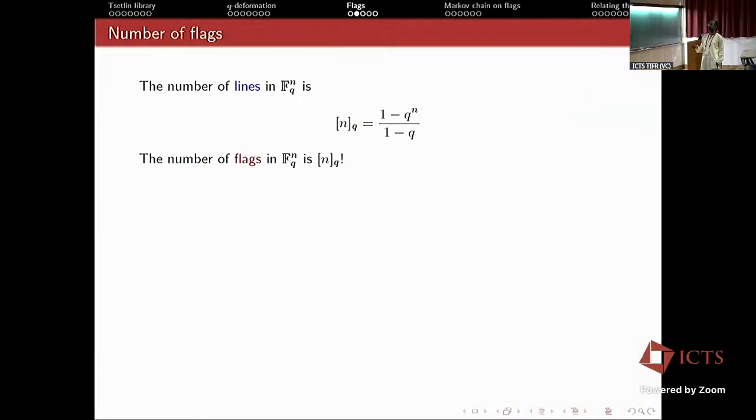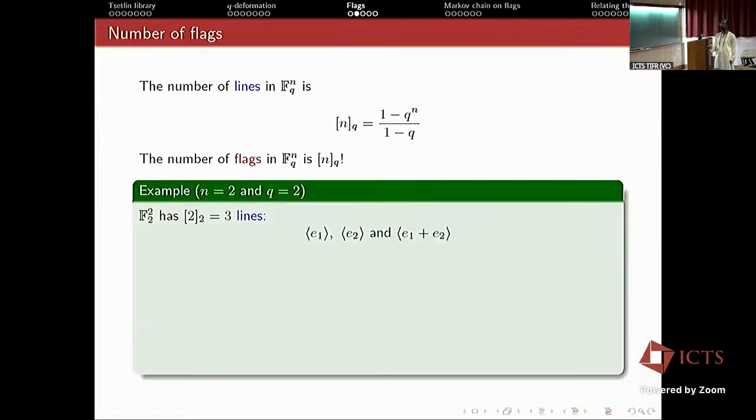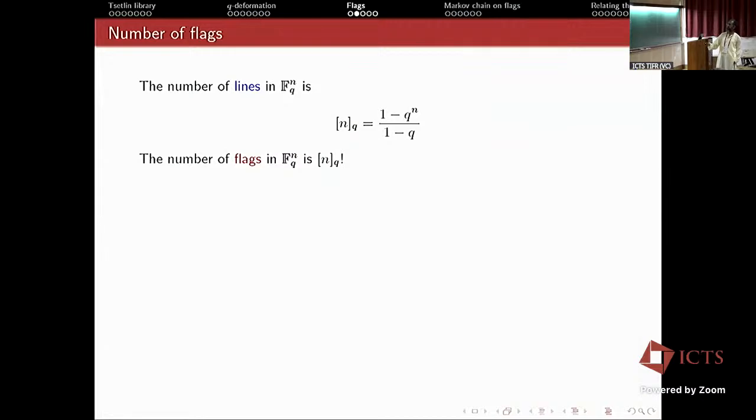So the number of lines, so lines are going to play an important role in our story. You might know the number of lines is the q-analog of n, which is (q^n - 1)/(q - 1). It's the same as 1 plus q up to q^(n-1), the geometric series. And the number of flags is the q-factorial of n, which is just the product of [n]_q times [n-1]_q and so on.